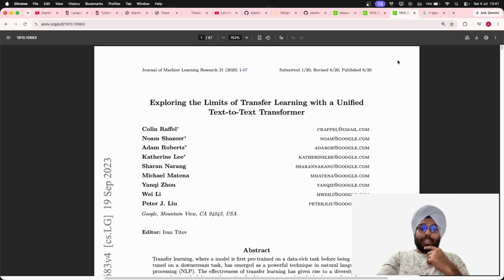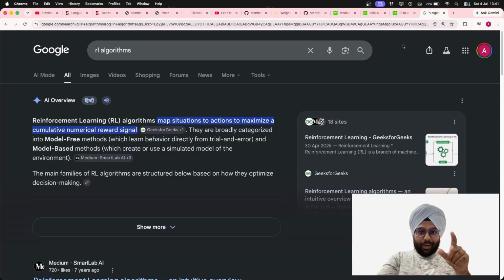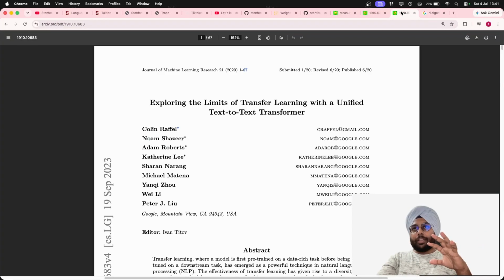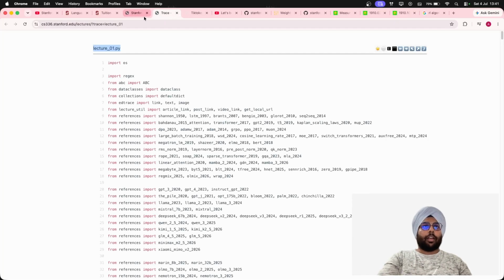One more thing: I was confused. If you don't know what RL algorithms are, they are just reinforcement learning. Percy initially described it as RL algorithm, and I was like, what is an RL algorithm? Reinforcement learning.